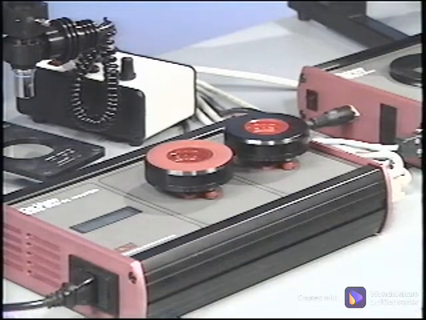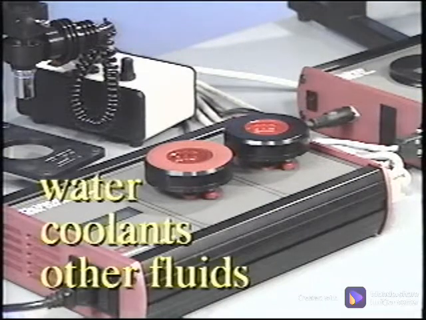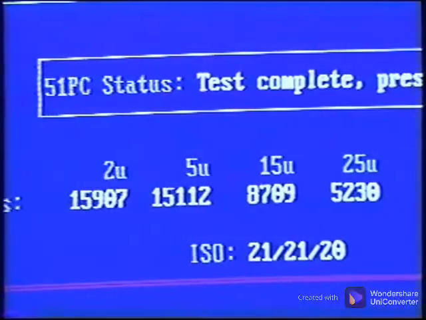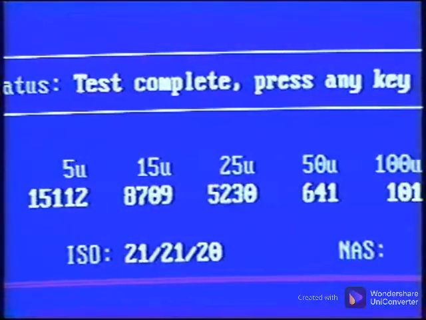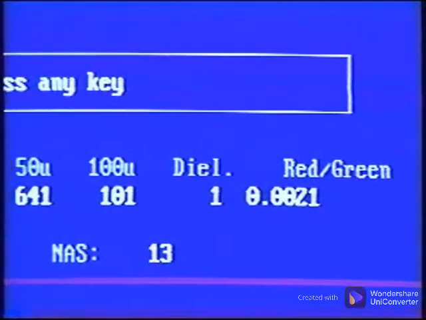One is the 5100 analyzer, and the other is the 51PC particle counter. The analyzer tests for water, coolants, and other fluids, while the particle counter uses a laser beam to detect and measure the size and number of solid particles per milliliter of oil. They are categorized in size ranges of 2, 5, 15, 25, 50, and 100 microns.